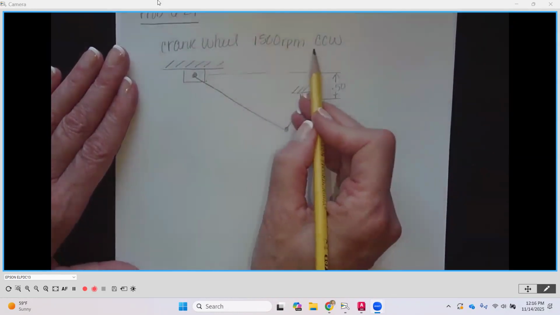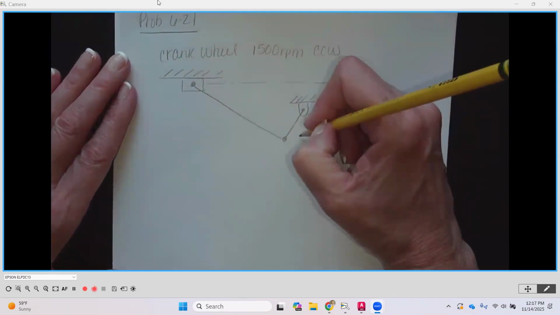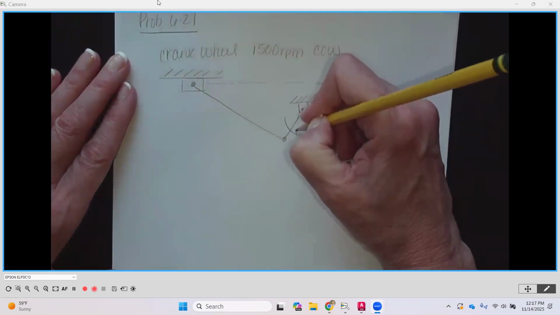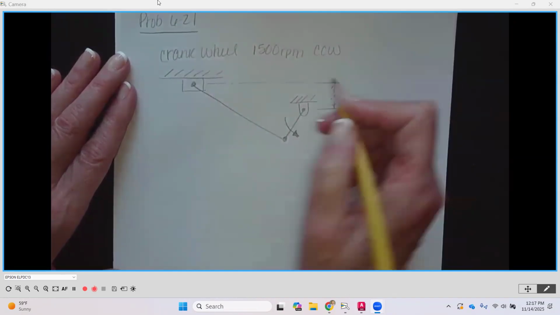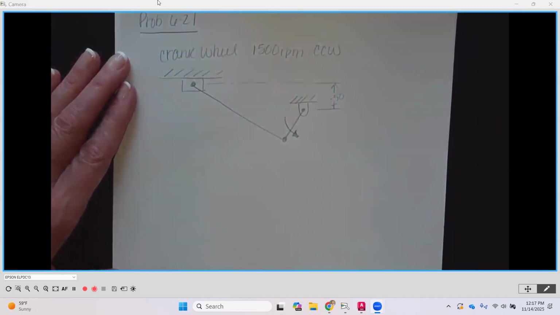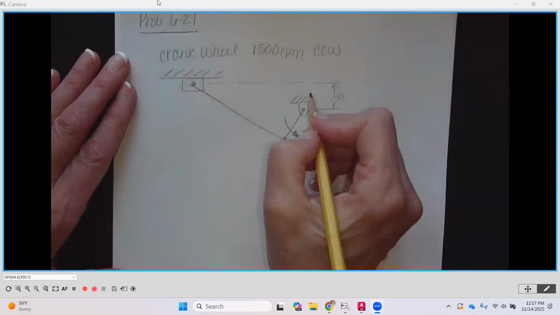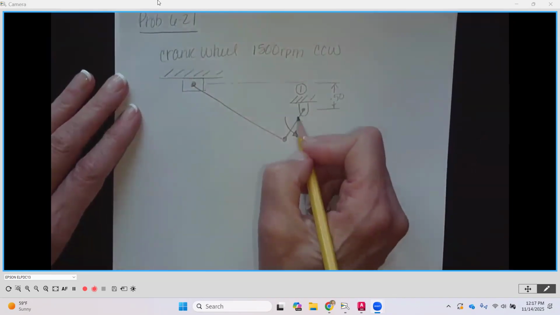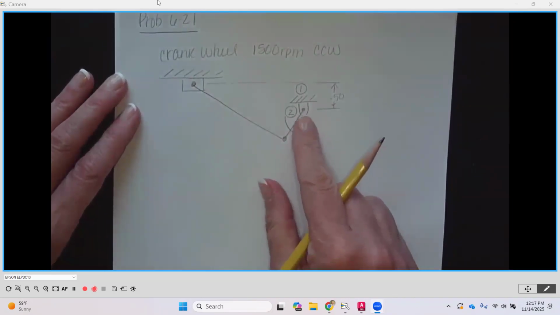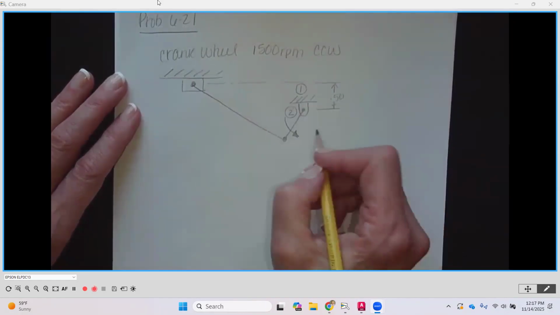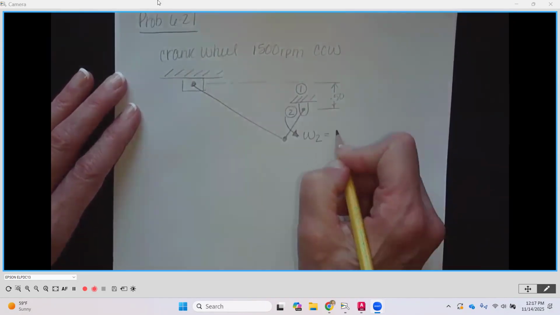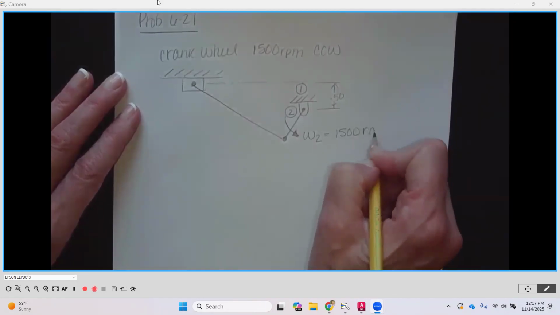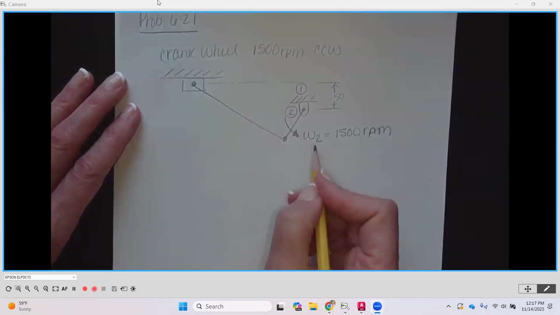Now, this 1500 RPMs, it says that we are going counterclockwise. Before we give it a label, we do have to number our links and letter our joints. So link number 1 is going to be the frame. Frame is here and here. Link number 2 is going to be our crank. So that means that the angular velocity of link number 2 is 1500 RPMs going counterclockwise.